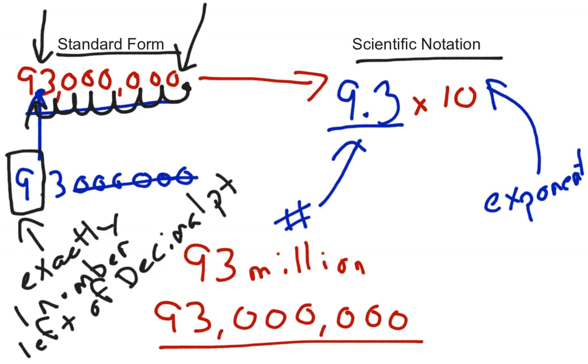I had to move this decimal point from where it originally was 7 places. Because it moved 7 places, that's what that exponent is going to be, a 7. So my final answer becomes 9.3 times 10 to the 7th. That's how we write scientific notation. It's a way to abbreviate a number that's really, really large like that.